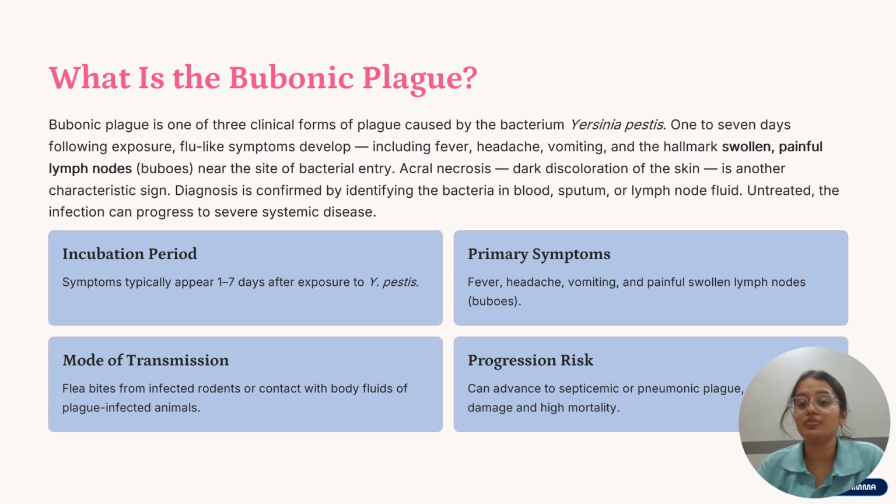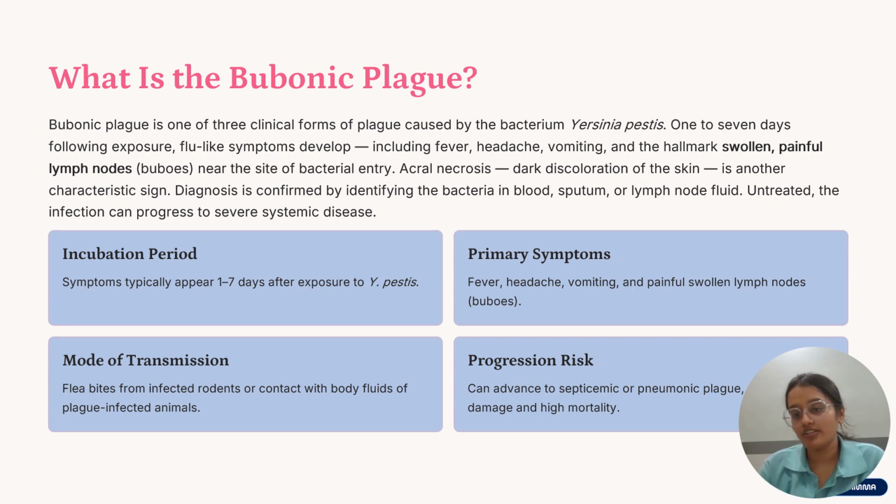It causes flu-like symptoms including fever and headache, and the hallmark symptom is swollen, painful lymph nodes, known as buboes, which form at the site of bacterial entry. Acral necrosis, a dark discoloration of the skin that causes gangrene, is a characteristic sign. Diagnosis is confirmed by bacteria present in the sputum, body fluids, and blood.